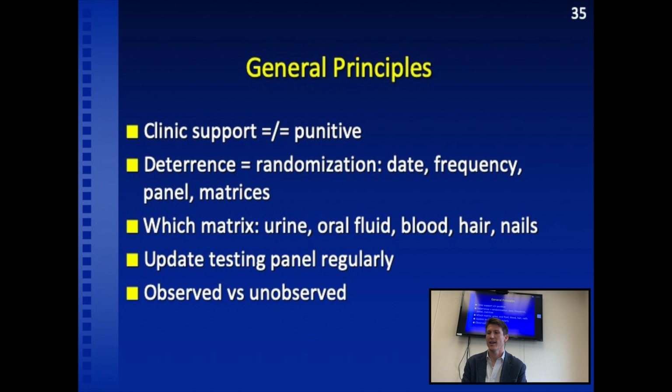Yeah. So the other thing is to think about observed versus unobserved testing. There's good data that shows you only have to observe about 25% or so of urine drug samples to have a similar deterrence rate as if you're observing them all. So we try to keep to that in our clinic, randomly having our nurses observe about that amount, because nobody likes to be observed, and frankly, nobody likes to observe people. It's like the worst job ever. So you want to try to minimize that for everybody's sake.